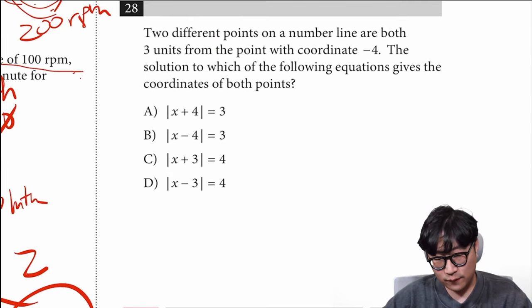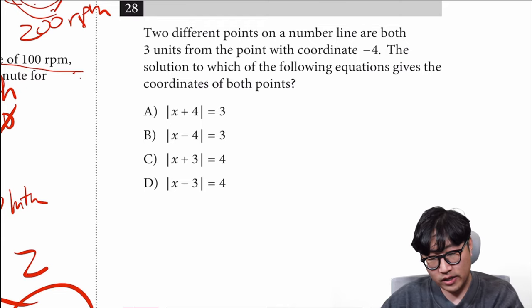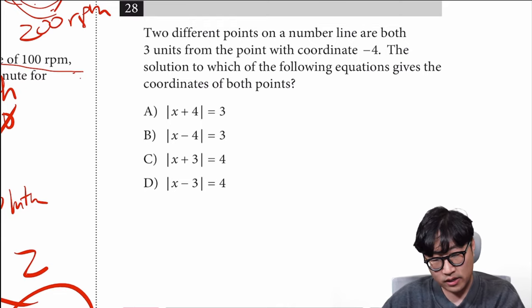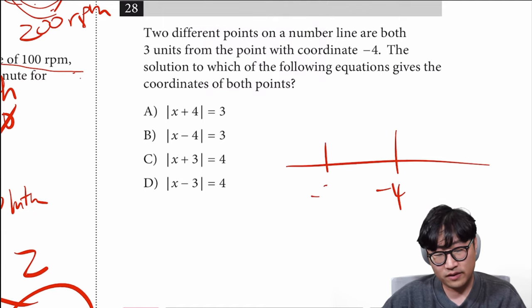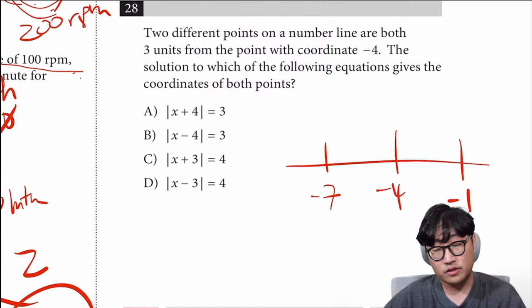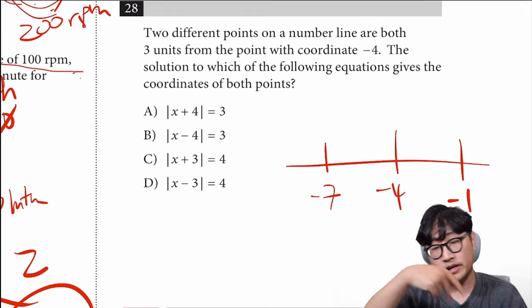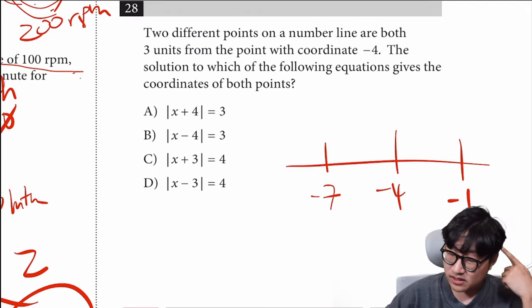Number 28. Two different points on a number line are both 3 units from the point with coordinate negative 4. So where are they? You can figure that out easily. Negative 4: to the left, negative 7; to the right, negative 1. That's 3 units to the left and 3 units to the right. So the solution to which of the following equations gives the coordinates?